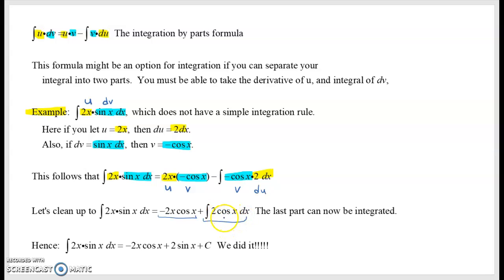using this integration by parts or another technique, because the 2 will just sit there as a coefficient, and I can integrate the cosine with a formula. So the integral of cosine is sine. So in the end, it took us a little bit of work, but we got the integral of 2x sine x to be negative 2x cosine x plus 2 sine x. And of course, there's a plus C since that's an indefinite integral. Okay, so we just got to identify these parts and use them appropriately.